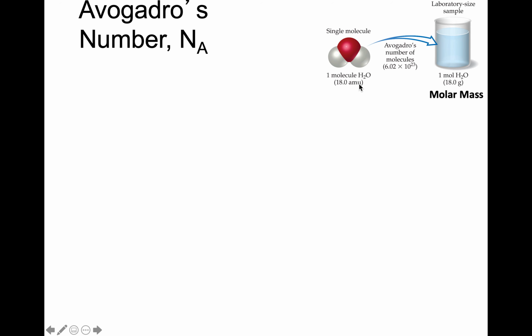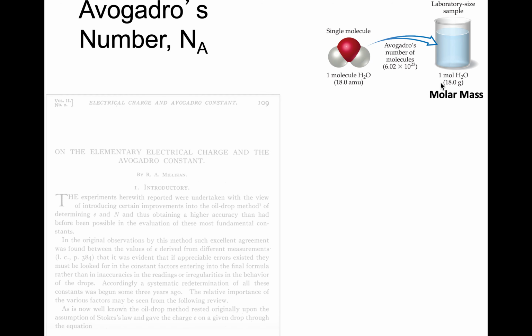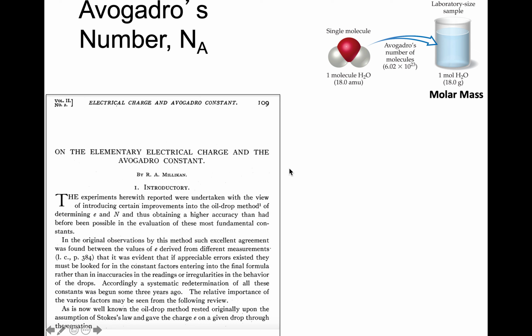When we do that, the mass, instead of being considered AMU, it's going to be grams. Grams per mole is molar mass. We're going to be using molar mass a lot. Where did the value come from?